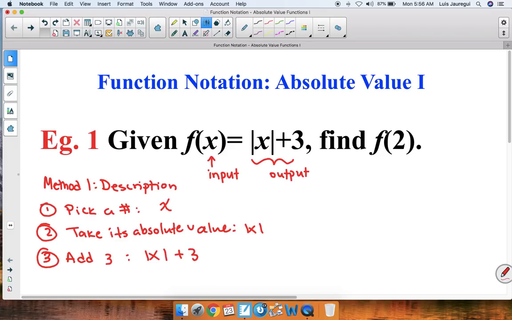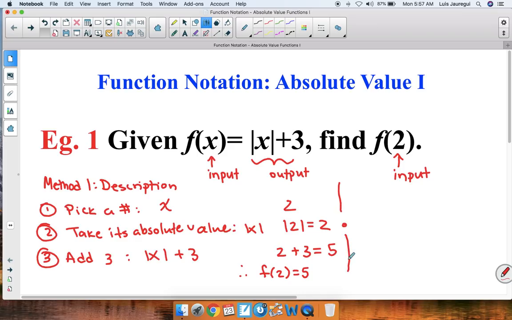Now that's the description. And we're going to use this method or this description in order to figure out what is f of 2. Now notice here that the input is the number 2. So we can say pick a number. Well, we're going to pick number 2. Then we're going to take the absolute value. So we take absolute value of 2, which is just 2. And we're going to add 3 to it. So we take 2 plus 3, that gives you 5. Therefore, we can say that f of 2 is equal to 5. And that's using the description as the method to figure out this output value.